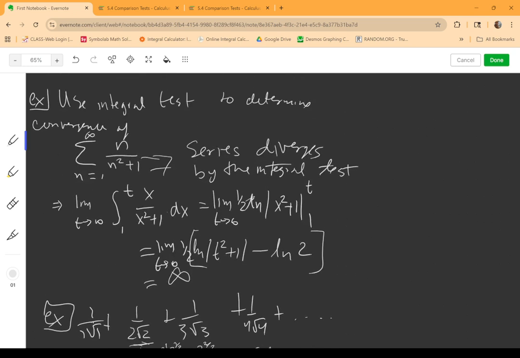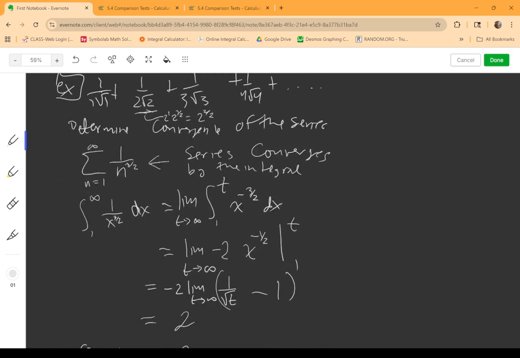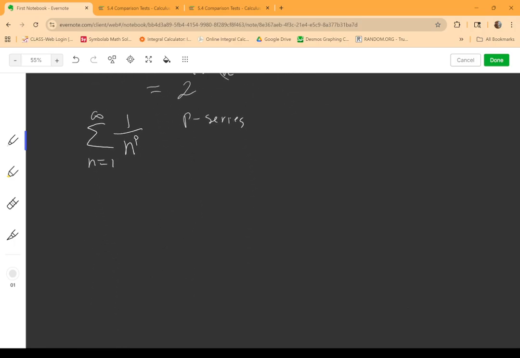For instance, maybe something like the first one here. So let's take a look here and break down different cases for the p-series. Now, if p happens to be negative, so let's just say p is less than 0.